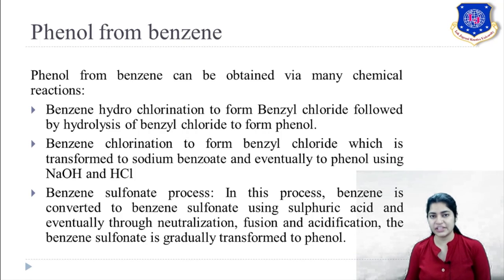Here, instead of hydrolysis of benzyl chloride, you subject it to a caustic route, where NaOH is added to give sodium benzoate. This is another method to form phenol from benzene. Another process is the benzene sulfonate process. In this process, benzene is converted to benzene sulfonate using sulfuric acid, and then neutralization is done, followed by fusion and acidification. So from benzene there are this many methods to make phenol.